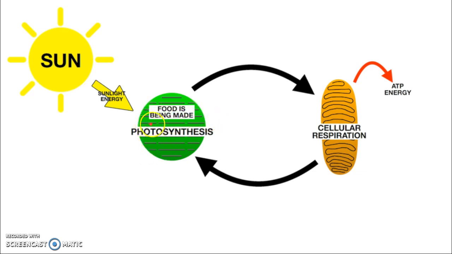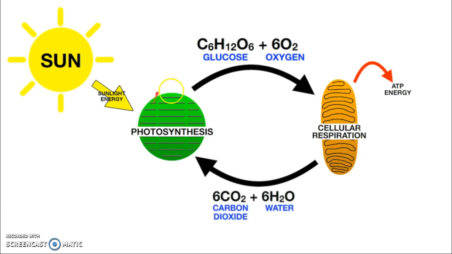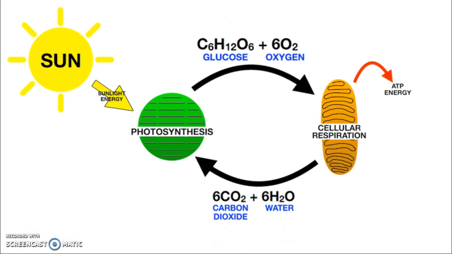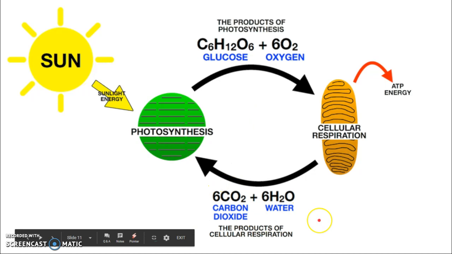During photosynthesis, food is being made, and food can also be called sugar, and sugar can also be called glucose. So when photosynthesis happens, it releases 1 molecule of glucose and 6 molecules of oxygen. And when cellular respiration happens, it releases 6 molecules of carbon dioxide and 6 molecules of water. So these two are the products of photosynthesis, and these two are the products of cellular respiration.